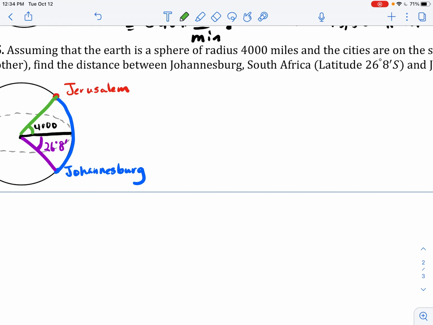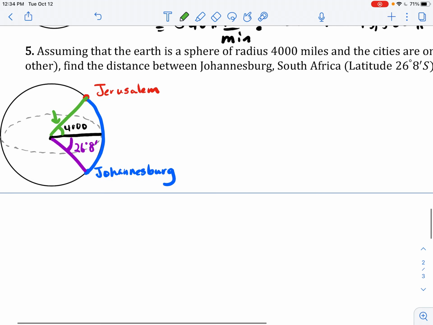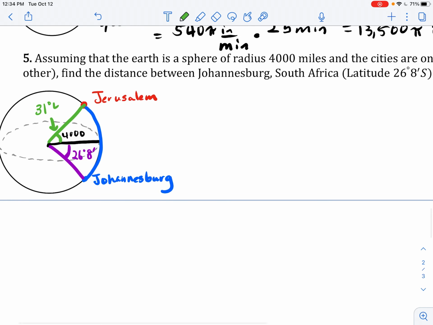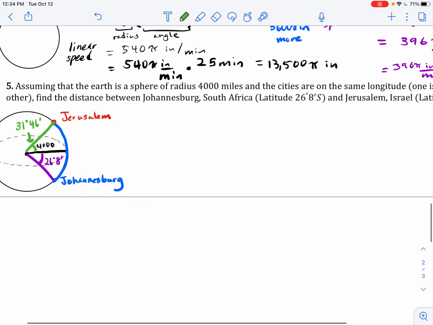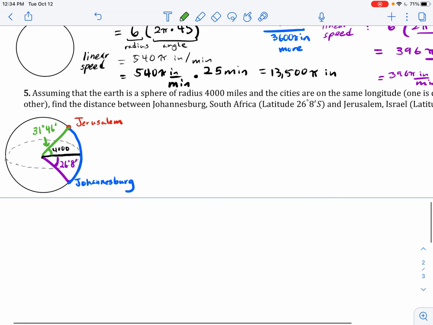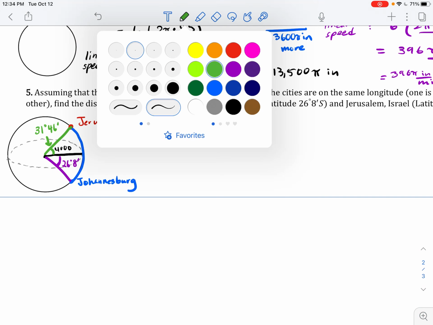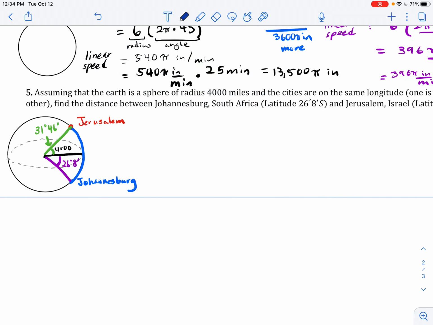What about Jerusalem? Jerusalem, we're told, has a latitude of 31 degrees and 46 minutes north of the equator. So this angle here is 31 degrees, 46 minutes. Both of these latitudes are with respect to the equator, so hopefully you can conceptualize this a little better now. What we want to do then is find the distance between these two cities.